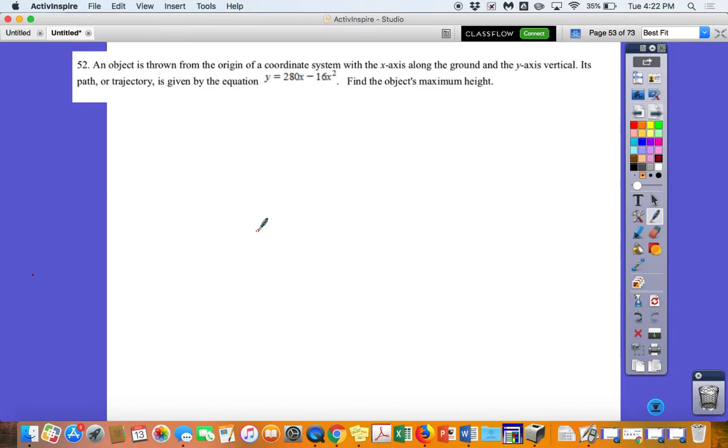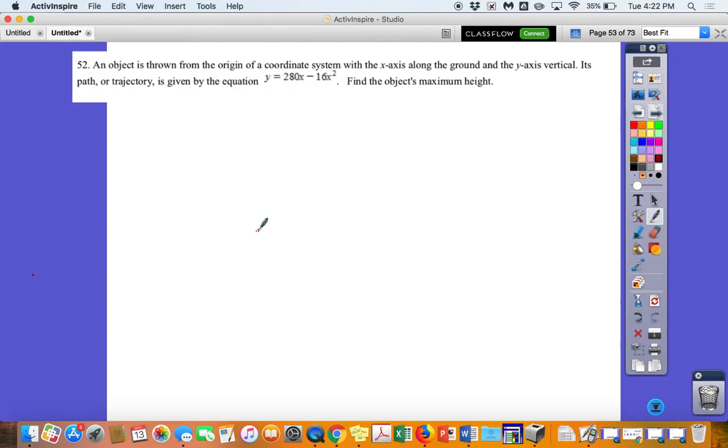I'll be surprised if we get done with this one. There'll probably be a next one. But okay, we got an object thrown from the origin of a coordinate system with the x-axis along the ground and the y-axis along the vertical. So that's normal. Its path or trajectory is given by this equation.